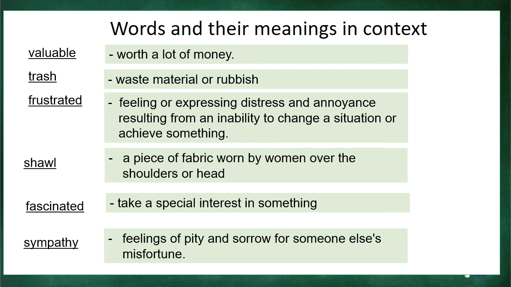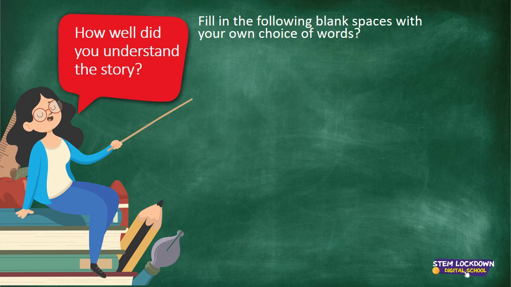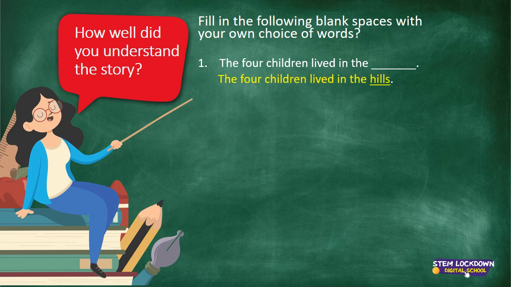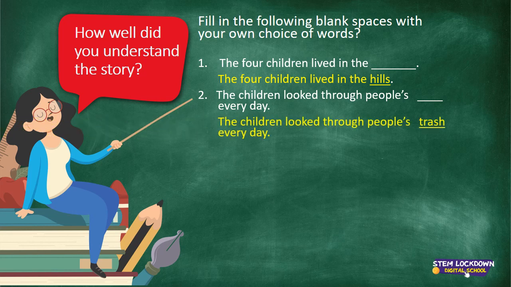Right, got that? Good. Here are some questions about the story. Have you got your pen and paper ready so you can fill in your answers? Number 1. The 4 children lived in the... What do you think? The 4 children lived in the hills. Number 2. The children looked through other people's blank every day. Which word goes in there? The children looked through people's trash every day.